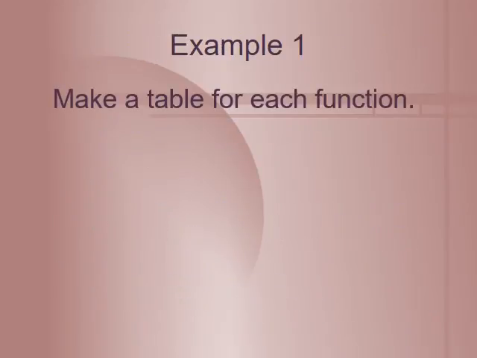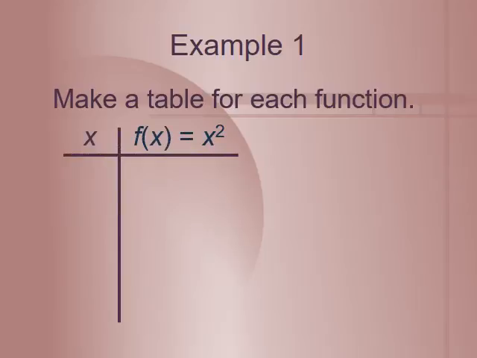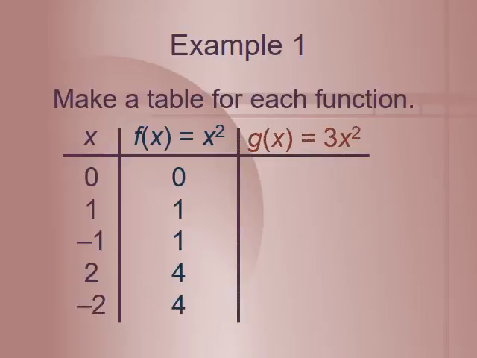Let's look at our first example. Our function is x squared. So if we fill in numbers for x and we solve it, then we're going to have our function number. And when we graph these, we have another function here that's 3 times our x squared. So let's see how that changes things.